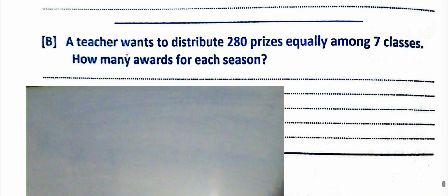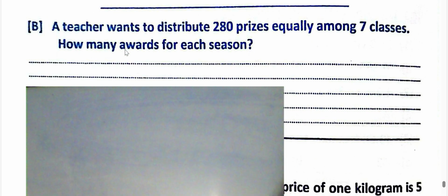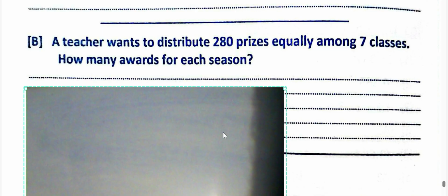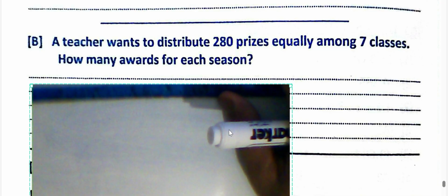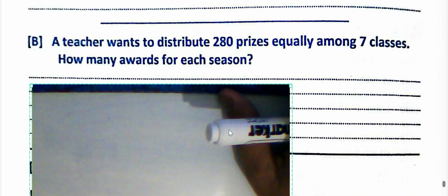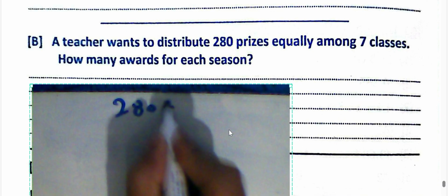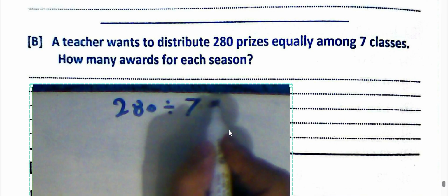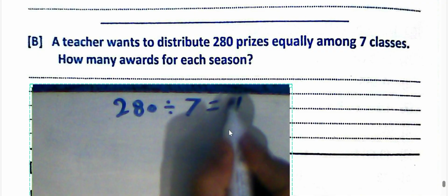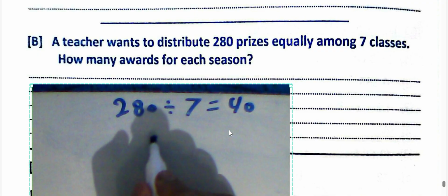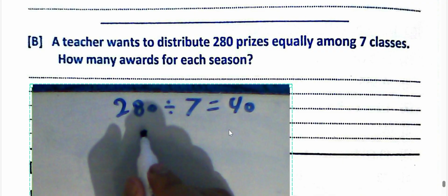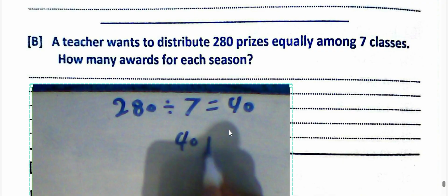Next question. A teacher wants to distribute 280 prizes equally among 7 classes. How many awards for each class? We can divide it 280 divided by 7 classes. 28 divided by 7 is 4 and write 0. The result will be 40 awards, about 40 prizes. Okay, the answer will be 40 prizes.